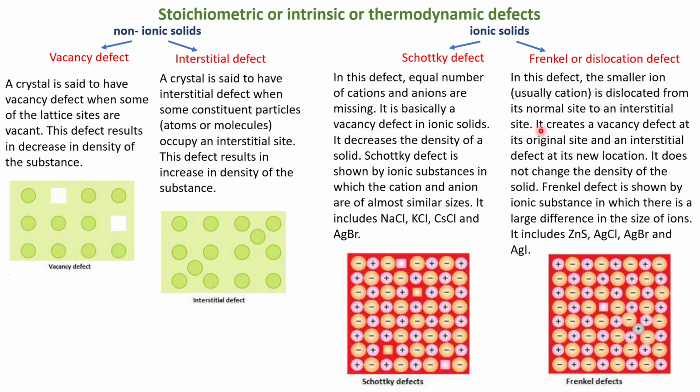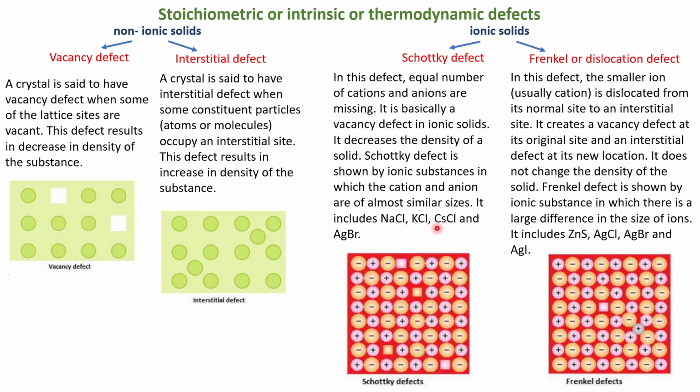Coming to the Frenkel defect. In this defect, the smaller ions, usually the cations, are dislocated from the normal site. Here you can see the cation, the square shown in pink, is missing from its usual position and is present at some other position in the interstitial site, the green positive charge. Please see my laser pointer. Over here it is present. That shows it is basically a dislocation defect, where from the usual normal site it is present in some interstitial site. It does not change the density because the particles are not missing.